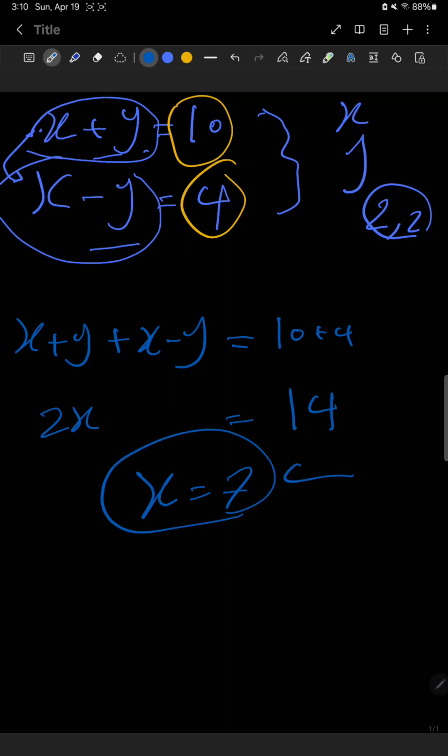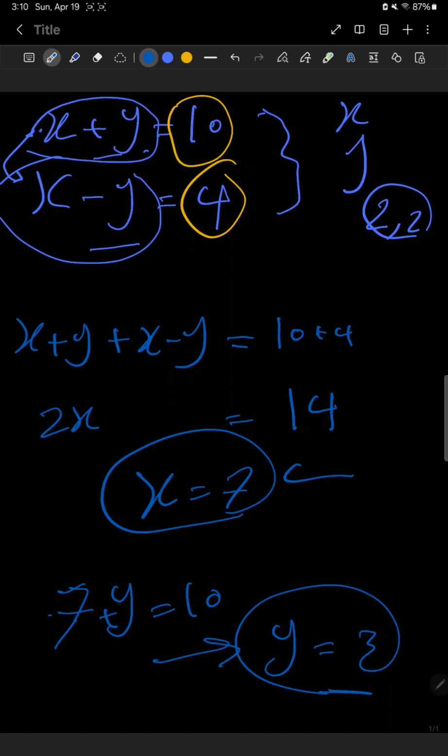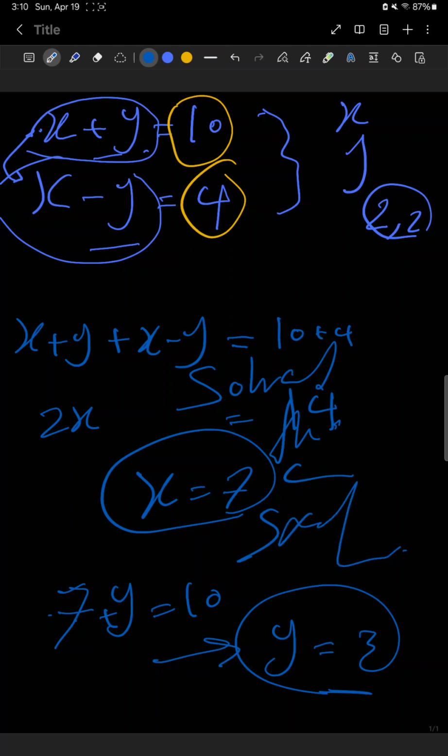Now, I know the value of x. I could plug this in an equation, the first equation or the second equation. I could say 7 plus y equals 10. Therefore, y equals 3. Okay? So, I was able to find the values of x and y. This is, I solved the system. This is what we mean by solving the system. That is also very important.